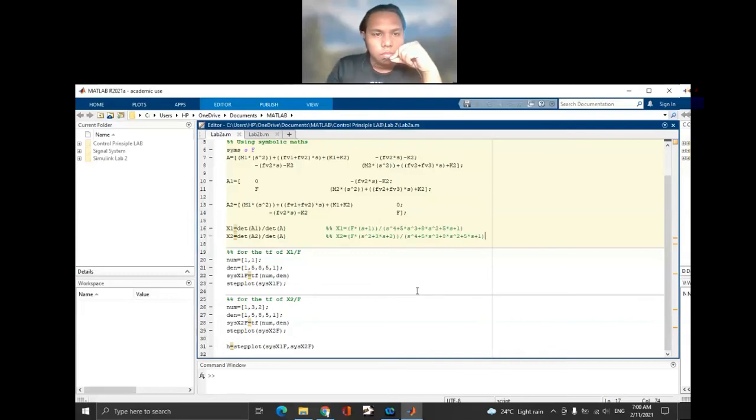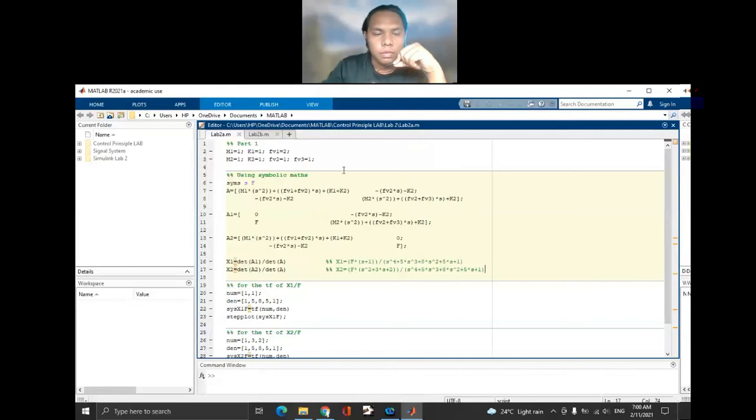My name is Amirul Rashid. Today I would like to present the simulation for part 1 and part 2. This is the part 1 simulation. First of all, we need to identify our set parameter system, which is M1 is 1, K1 is 1, FP1 is 2, and the rest are also 1.